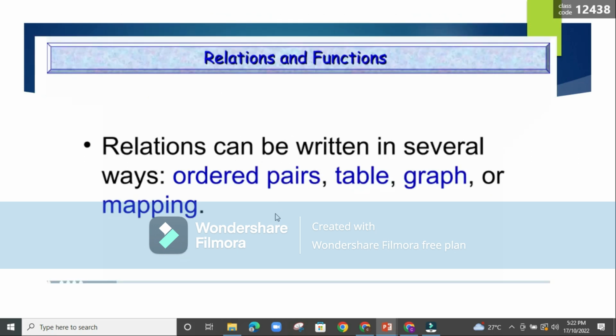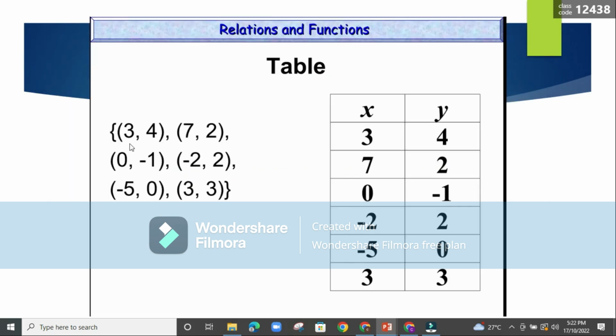Okay. Next. Relations can be written in several ways. We have ordered pairs, table, graph, or mapping. Okay, let's start with the ordered pairs and the table.